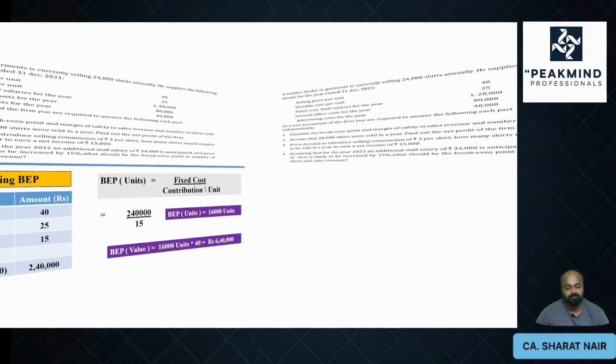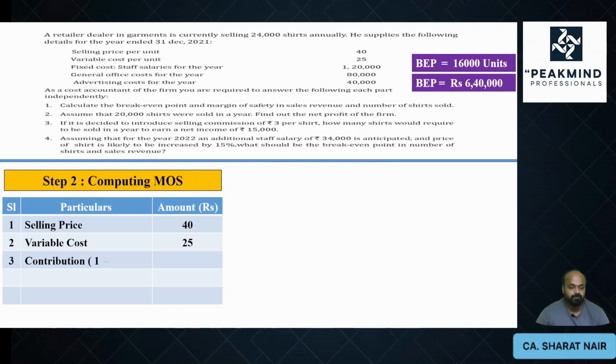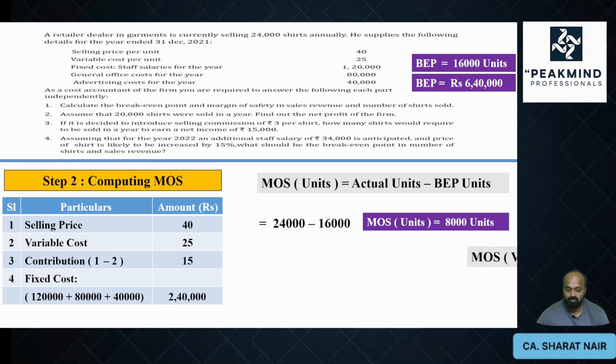Moving to the next part. Margin of safety. So already we have computed the contribution. Also, we have the fixed cost of 2,40,000. Now, margin of safety I can find both in units and in value. Margin of safety in units, the formula is actual sales units minus break-even sales units. In terms of value, margin of safety value is equal to actual sales minus break-even sales. Now, actual sales units is given in the first line of the question as 24,000, and the break-even point which we have found out is 16,000 units. So your margin of safety in terms of units is 8,000 units.